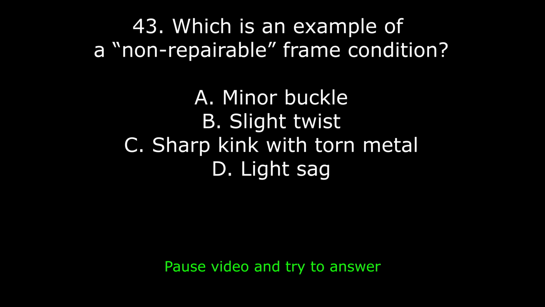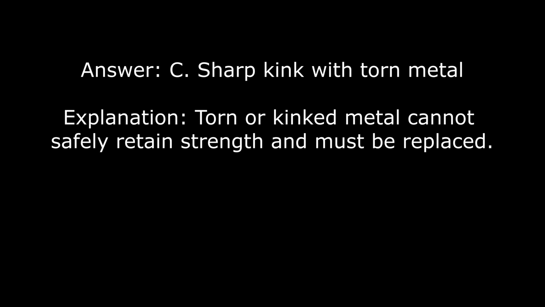43. Which is an example of a non-repairable frame condition? A. Minor buckle. B. Slight twist. C. Sharp kink with torn metal. D. Light sag. Answer: C. Sharp kink with torn metal. Explanation: torn or kinked metal cannot safely retain strength and must be replaced.